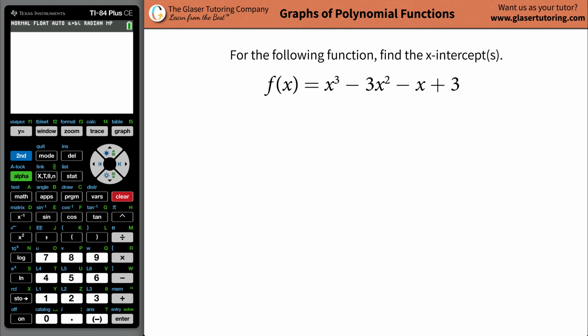My name is Andrew Glaser from the Glaser Tutoring Company, and today I would like to teach you how to find the x-intercepts of a cubic function.